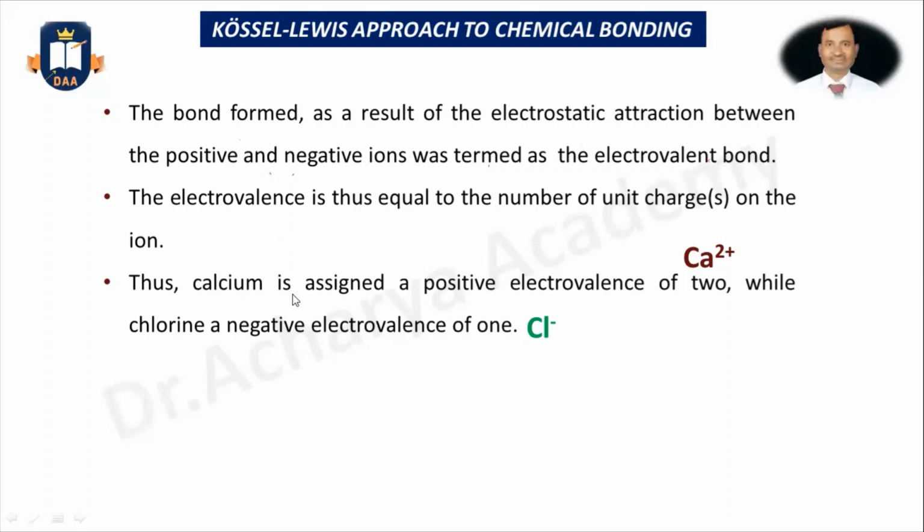Calcium is assigned a positive electrovalence of 2, that's why we write Ca2+, while chlorine has a negative electrovalence of 1, so it is written as Cl-, with a superscript minus symbol. It is 1 electron, that's why only minus. In other cases, if the negative electrovalence is 2, you write minus 2. That's the difference. Now for the oxygen atom, we write O superscript minus 2.